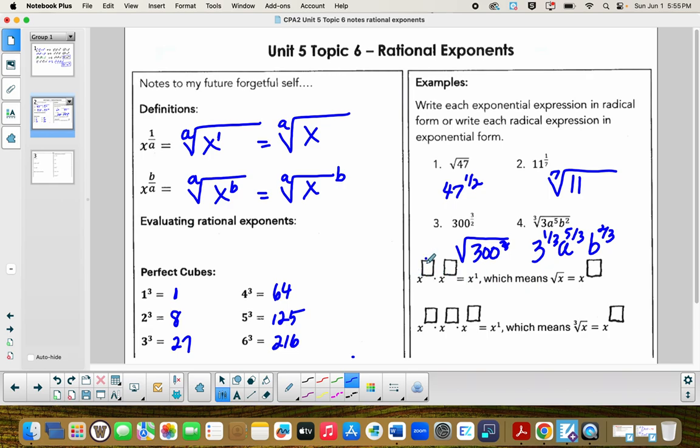This would be your 1/2, and your 1/2 would give you 1, which means the square root of x is x to the 1/2 power. And then on the bottom one, because we have 3 of them, that's broken up into thirds. So x to the 1/3 each time, which means the cube root of x is x to the 1/3. That's the big definition in this section, is just what those rational exponents mean.